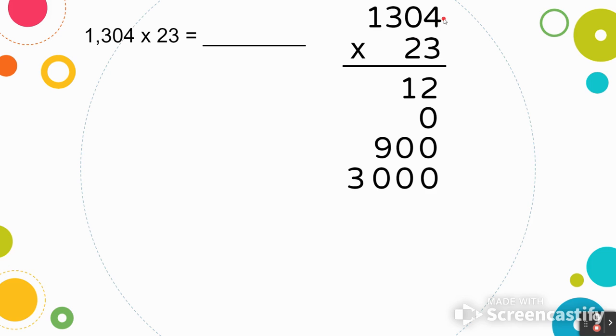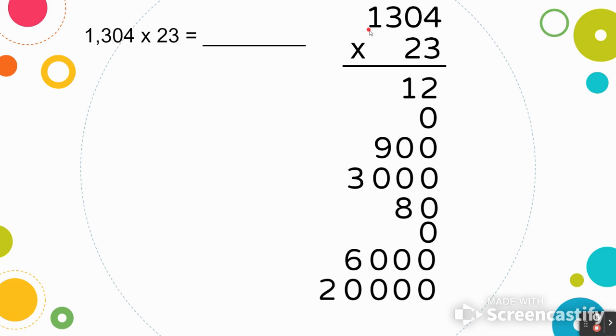20 times 4 is 80. 20 times 0 is 0. 20 times 300 is 6,000. And 20 times 1,000 is 20,000. Now we can add all these up.